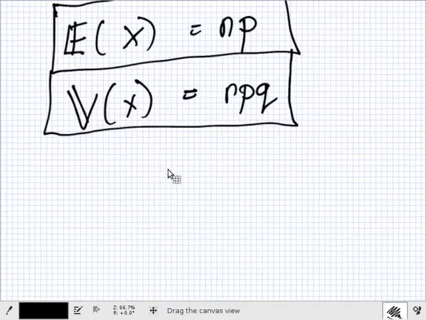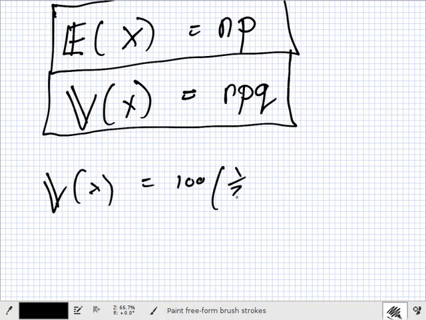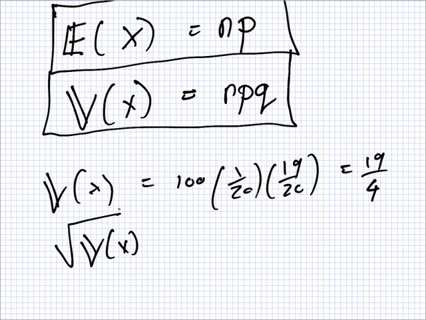So if we just take our 100 cars again, what would be the variance? Let me see, that would be 100 times 1/20 times 19/20. What's that now? 19/4. Yeah? So the square root of the variance is 2.18.